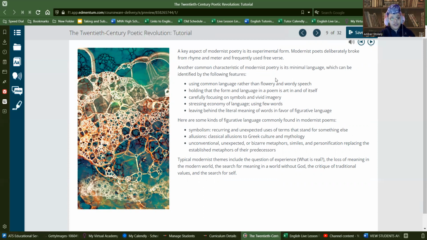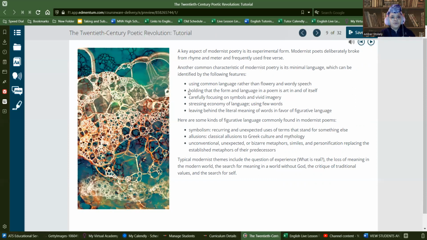So we're going to go through these. So we have using common language, and that's instead of flowery or wordy speech. So instead of trying to describe what the sun's rays feel like in 16 different words, people just wanted to use everyday common language that the average person could understand.